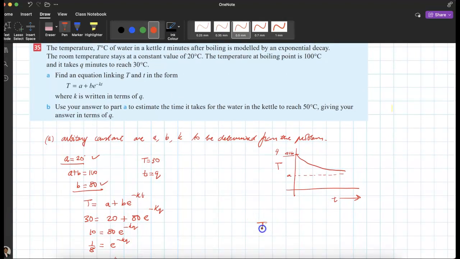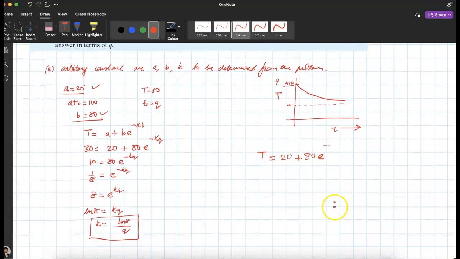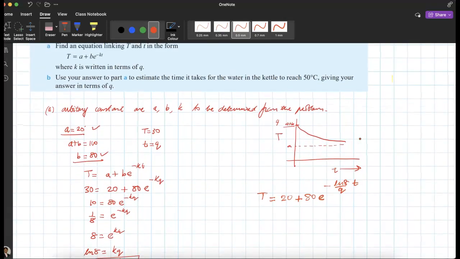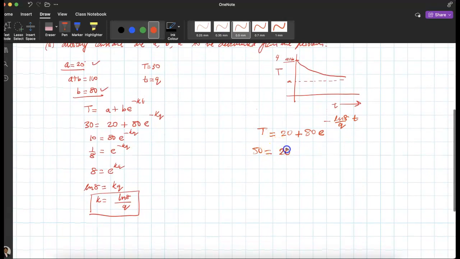So what does my model become? Your T is equal to a. What is the value of a? 20 plus b. What's the value of b? 80, e raised to minus, what's the value of k? ln 8 over Q, and t. Now we want to reach 50. So this is 50, the temperature is 50. You have to solve for t basically. So that's 20 plus 80 e raised to minus ln 8 over Q times t.